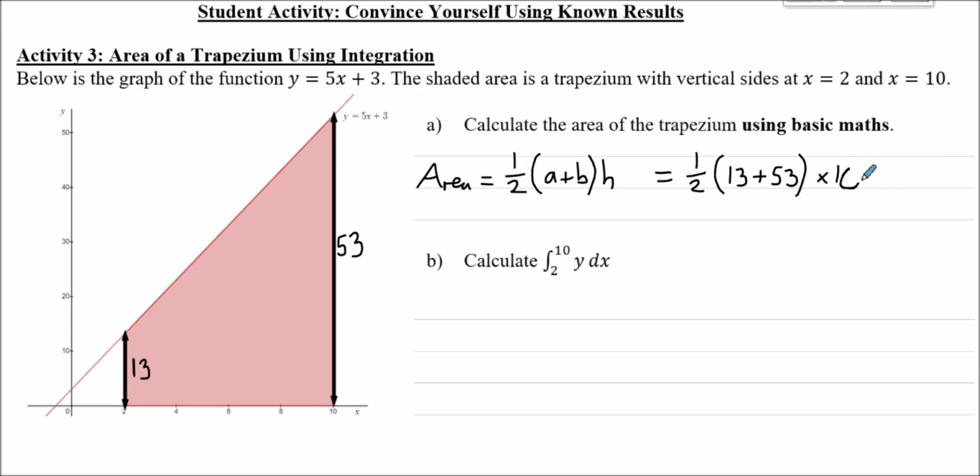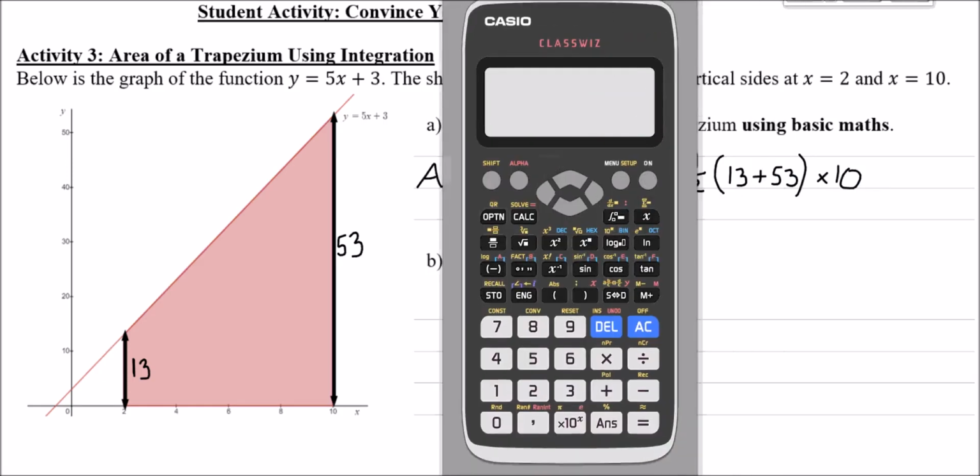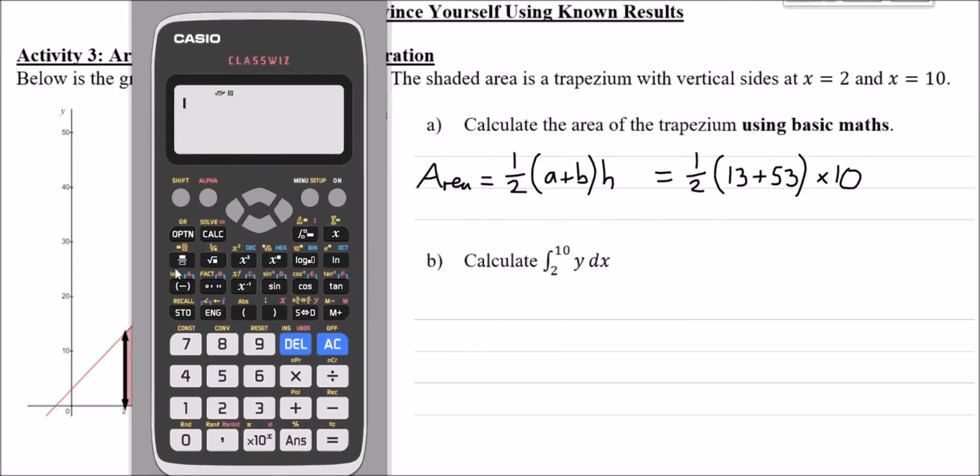So using this formula, the area of this trapezium will be half 13 plus 53 multiplied by 10. Now for this we may as well just be sure and use our trusted class whiz. So we've got half 13 plus 53 times 10, and that gives us 330.